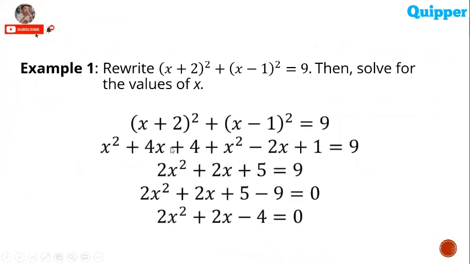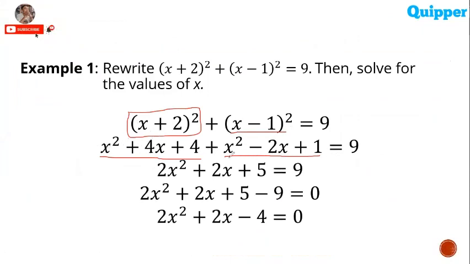With this, here is the solution. The quantity of x plus 2 squared plus the quantity of x minus 1 squared is equal to 9. Solving for the product of the quantity of x plus 2 squared, we will get x squared plus 4x plus 4, while for x minus 1 squared, we will have x squared minus 2x plus 1. Then copy equals 9.